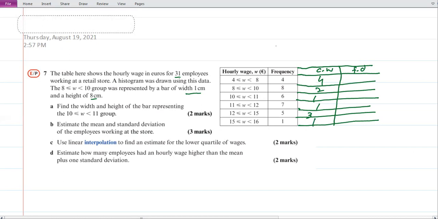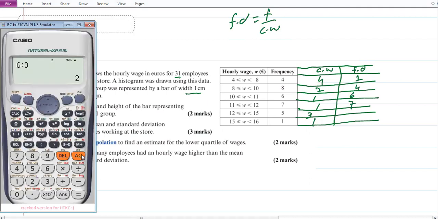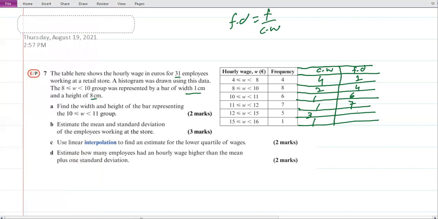So what will be the frequency density? This is the formula for frequency density: frequency over class width. So if you write for this class, 4 over 4 is 1, 8 over 2 is 4, 6 over 1 is 6, 7 over 1 is 7, 5 over 3 is 1.666, so you can say 1.67. If you write it as 1.7, you can round, you can say it is 1.7. Now this one, 1 divided by 1 is 1.